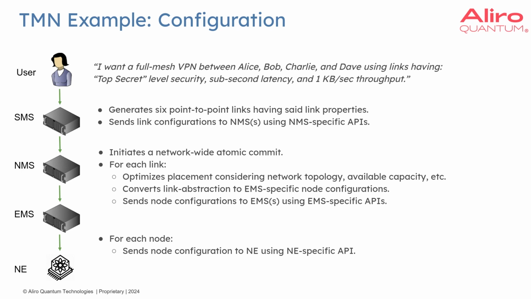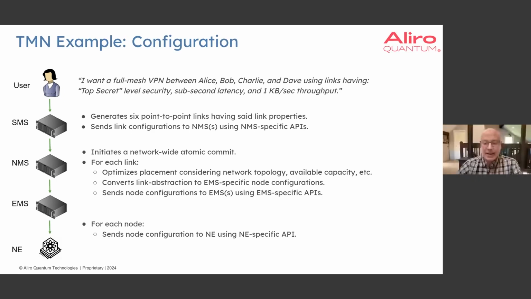Then for each of the links, it optimizes the placement of the link considering the network topology and current available capacity amongst other metrics. It then converts those link abstractions into EMS-specific node configurations and sends those node configurations to the EMSs using the EMS-specific APIs. And lastly, the EMSs would, for each node, send the node configuration to the network element using the network element specific API. So in this example, we see how the configuration attribute is bisecting or going through the different layers, and that has different meaning at each of those layers.